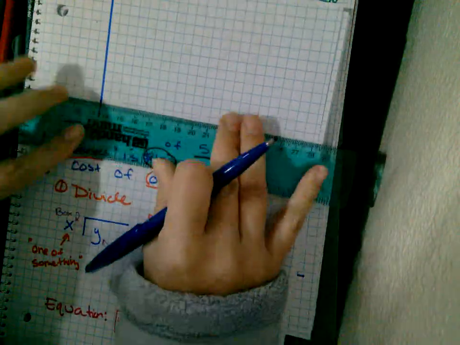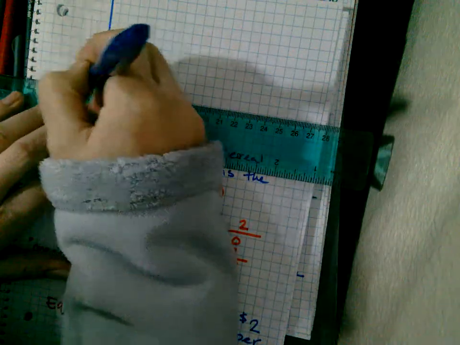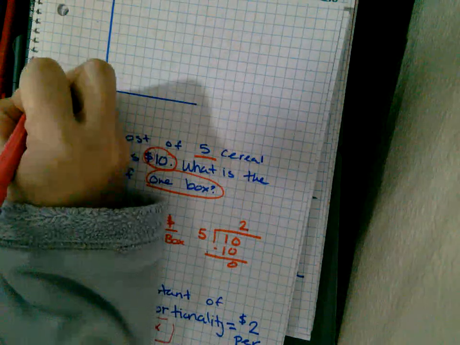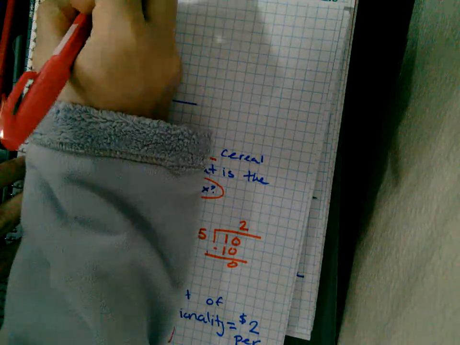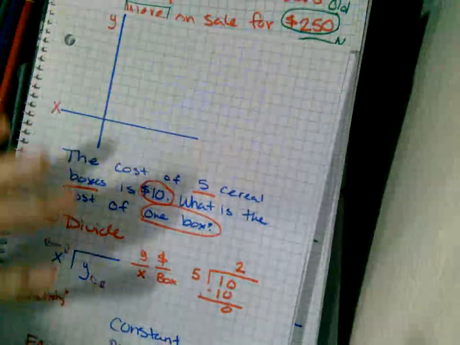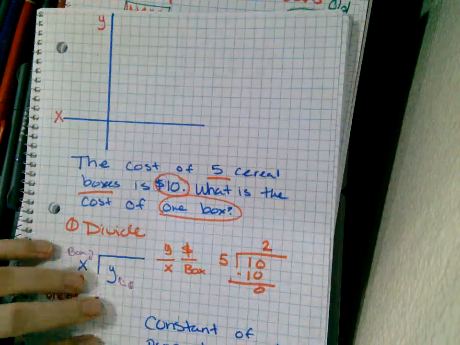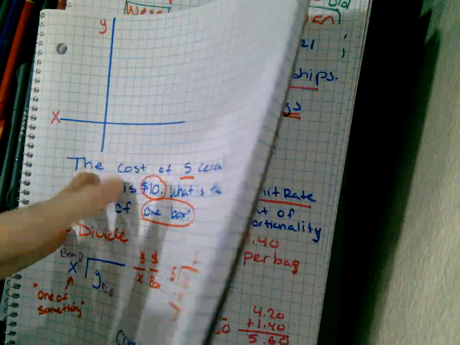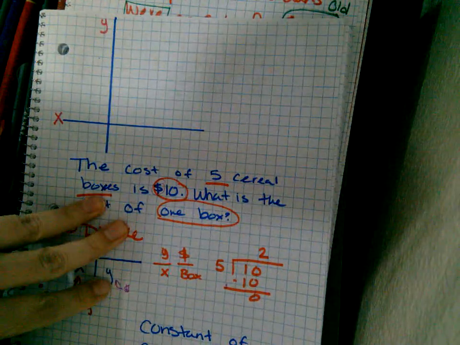Draw another XY, just like that. This line is your X. This line's your Y. What does X stand for in this problem? Yes, Miss O'Malley, I don't have enough space.